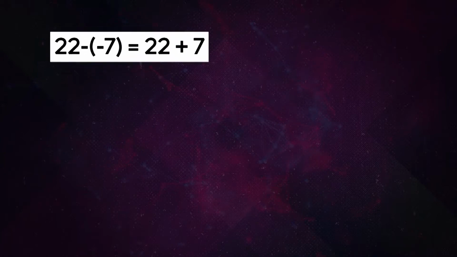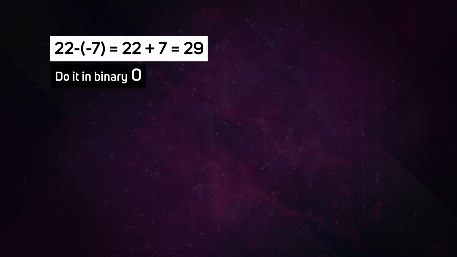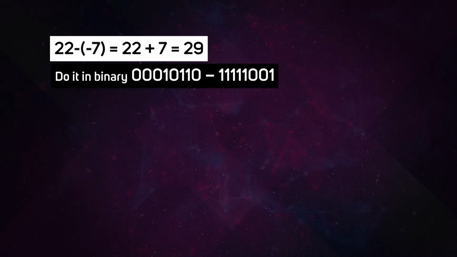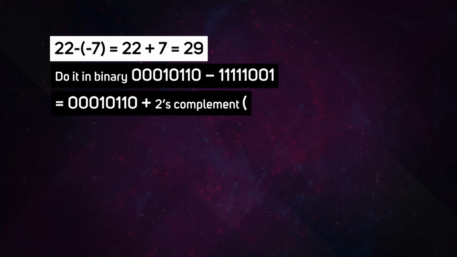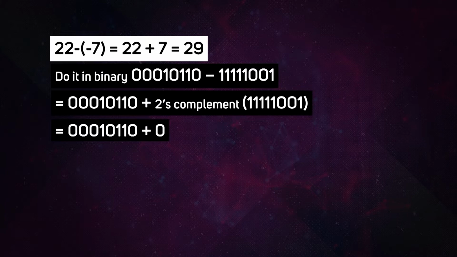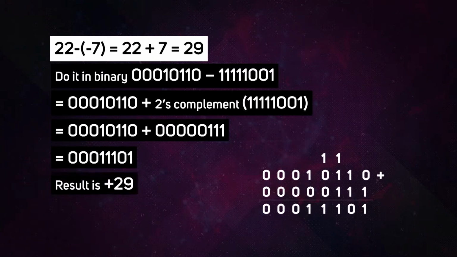The next problem, 22 minus minus 7, which is equal to 22 plus 7, that is 29. Let's do it in binary. 00010110 minus 11111001, that is equal to 00010110 plus 2's complement of the subtrahend, which is equal to 00010110 plus 00000111. And the result is 00011101, that is equal to plus 29.